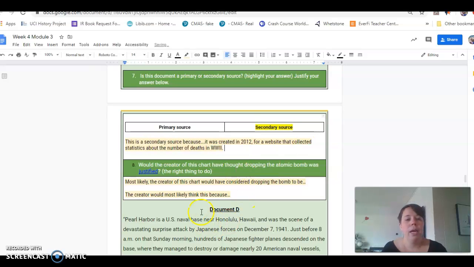Great. Now you have to decide, would the creator of this chart have thought the dropping of the atomic bomb was justified or was the right thing to do? So you're going to consider that. And again, I'm looking for your opinion on this, your answer. So I'm not going to provide any support there.